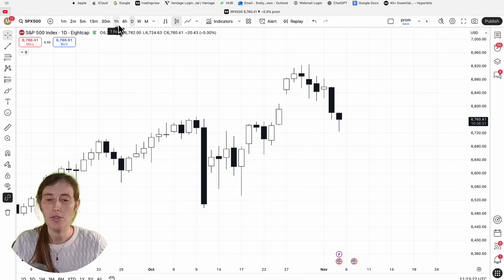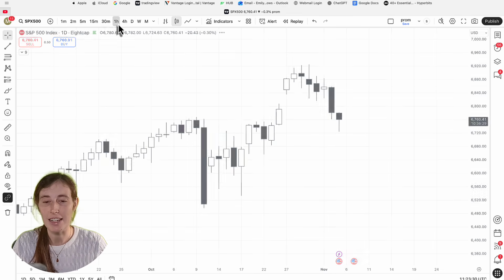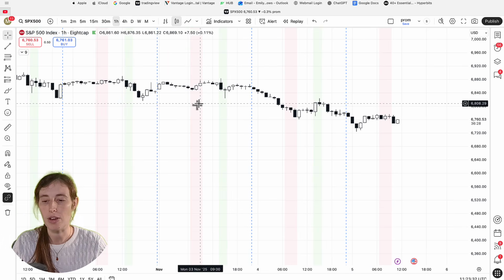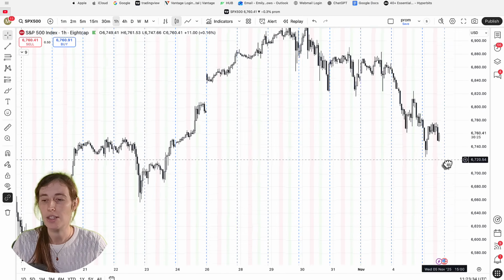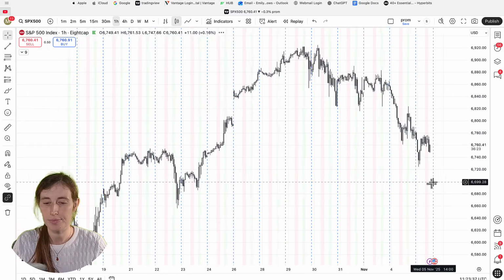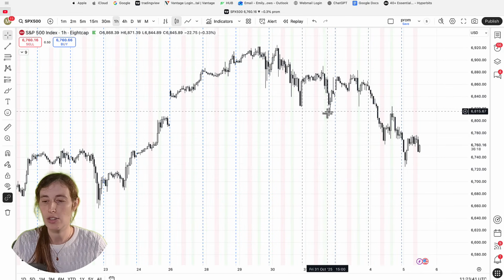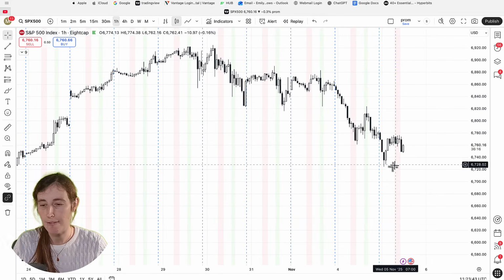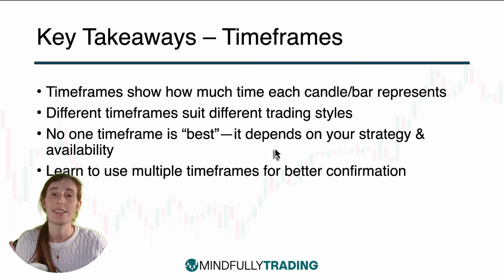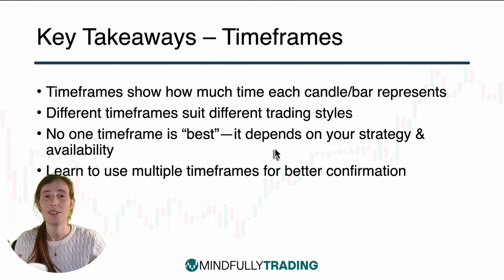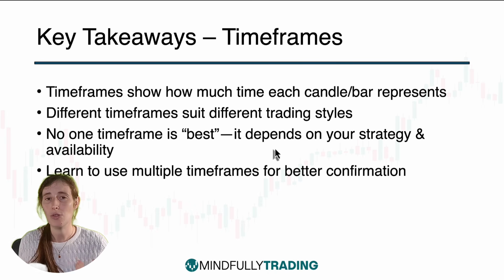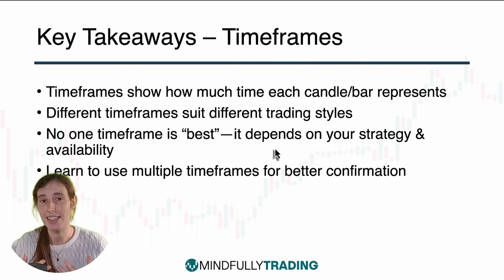And this is where, once you've determined simple bits of analysis like that, you could drop to a faster time frame, such as the 1 hour, to help identify where you would get in for a trade. So each candlestick is showing you 1 hour's worth of data. Time frames will show how much time each candle or bar represents. Different time frames suit different trading styles. There is no one time frame that is the best. It just depends on what your strategy and what your availability is.